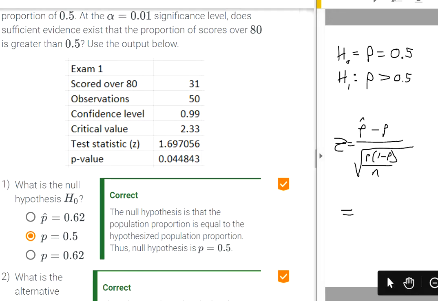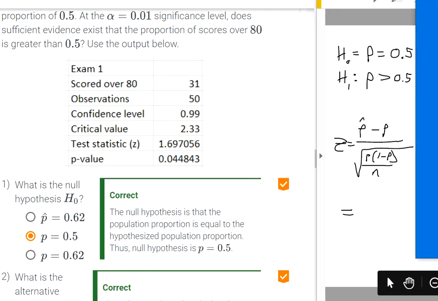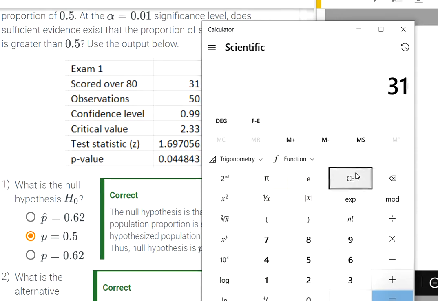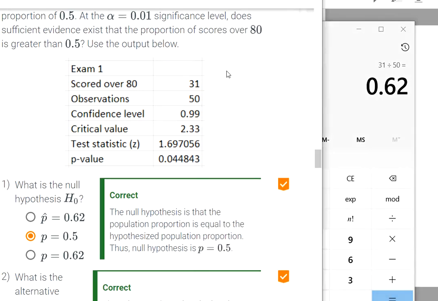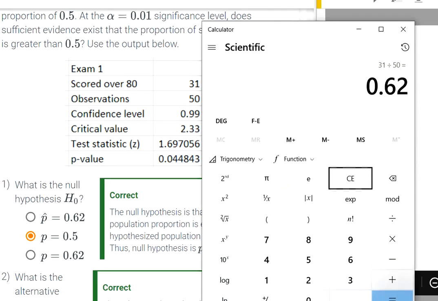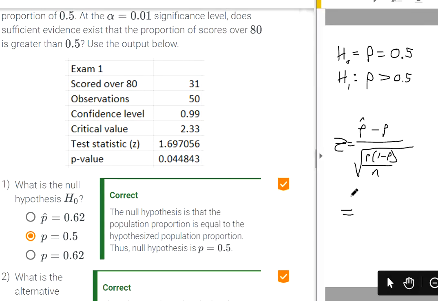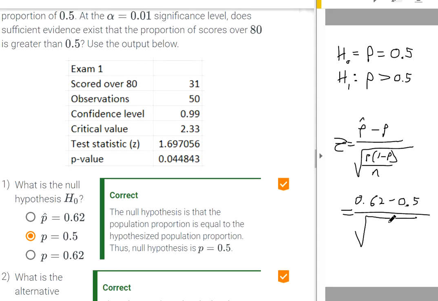Scores over 80, so we need a sample proportion. We need to know what p hat is. So there was 31 divided by 50, 31 out of the 50 people. So we got a proportion of 0.62 that scored over 80 on this exam. So 0.62 is our p hat, our sample proportion. And the proportion we're testing against is 0.5. And then you divide that by the square root of 0.5 times 1 minus 0.5 over n, where n is the sample size. So this is kind of hard to compute.